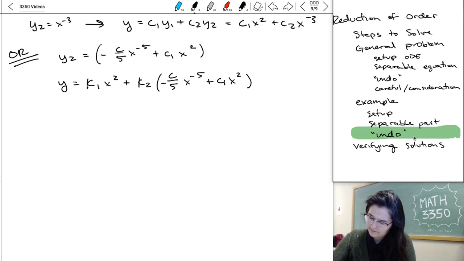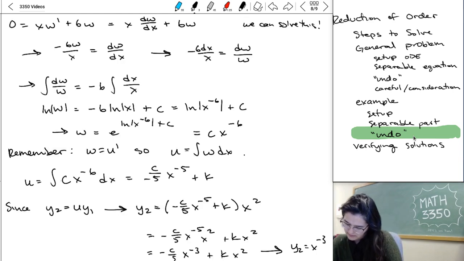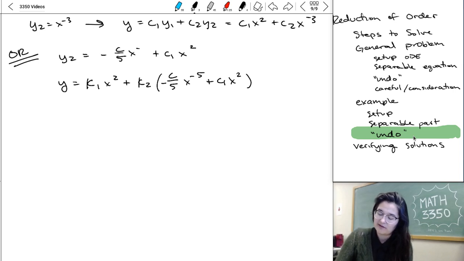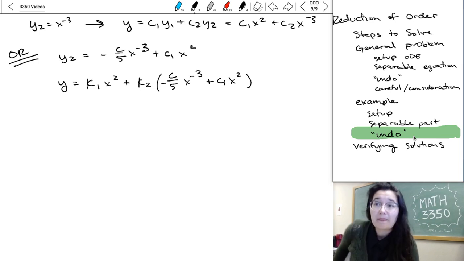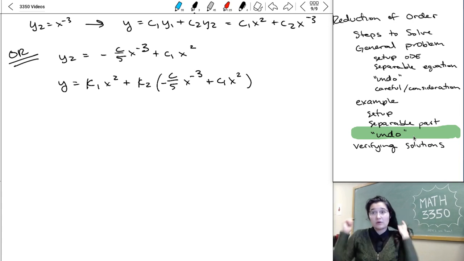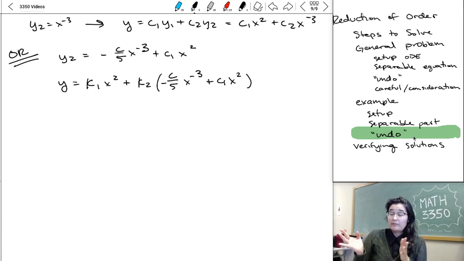Sorry, I think I'm missing. Yep, my bad. When I copied this down, I just forgot to put the minus 3 there. Minus 3 there. So, make sure you fix that power if you copied it down wrong with me.